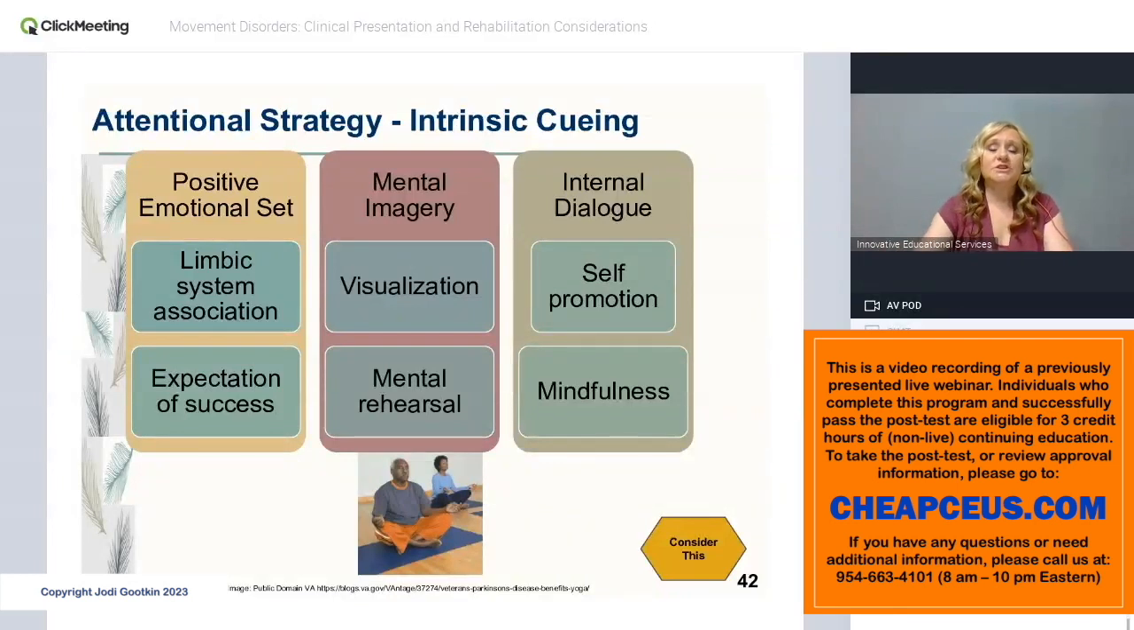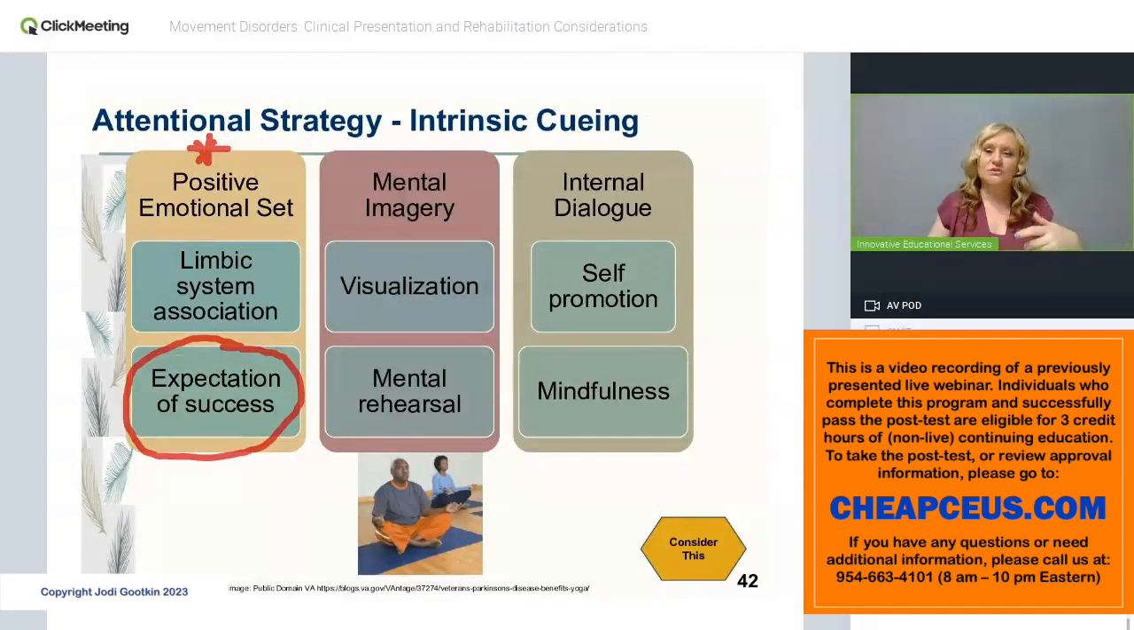Some other attentional strategies: those are all external cues that are coming. Some internal cueing can be utilized. They're finding, because of the connections to the limbic system, that motivation system where apathy may set in, or patients may develop depression, that there really needs to be an expectation of success. That positive emotional set is so important. Have them say, I can, I will, I'm going to do this, and then keep whatever you're asking them to do as simple as possible and encourage them to talk this out with themselves in their head. And have them actually be able to achieve it.